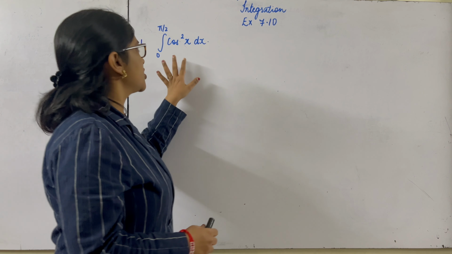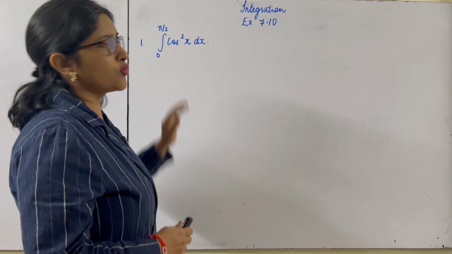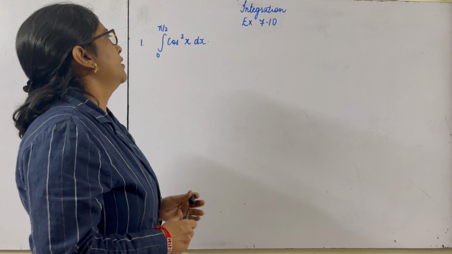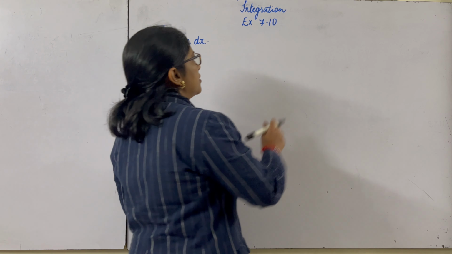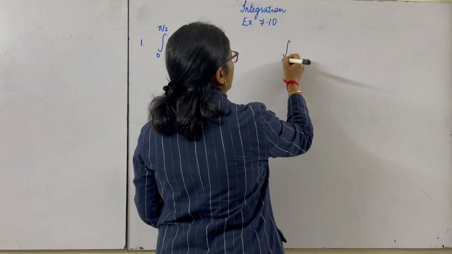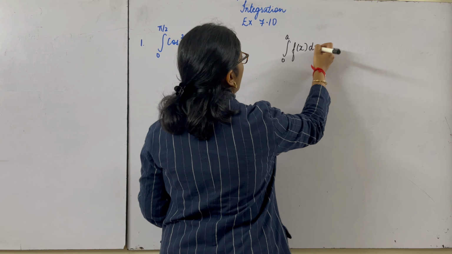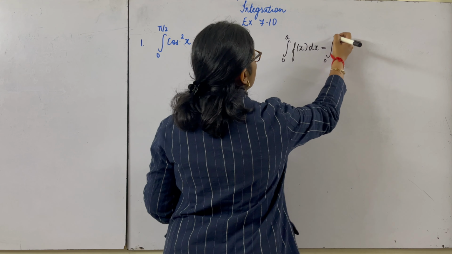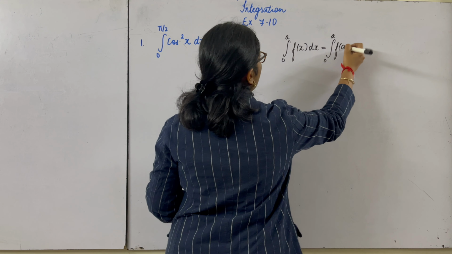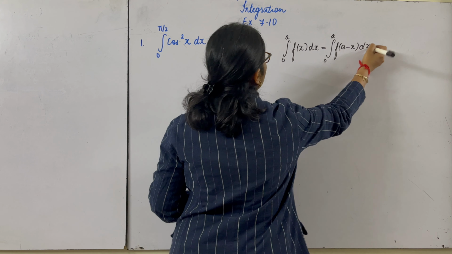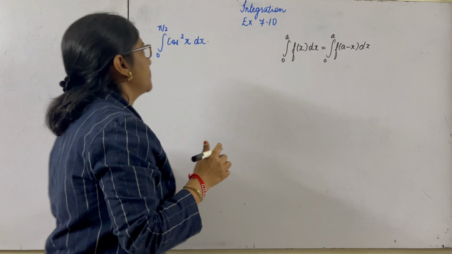So the first question over here is integral 0 to pi by 2 of cos square x. Now over here, because it is 0 to pi by 2, let's think of applying this property: integral 0 to a of f(x) dx is equal to integral 0 to a of f(a minus x) dx. That means the integral of both of these will be the same.